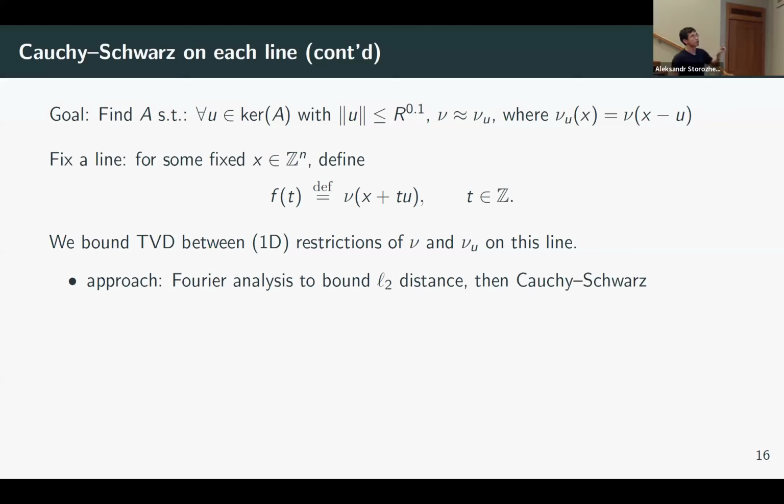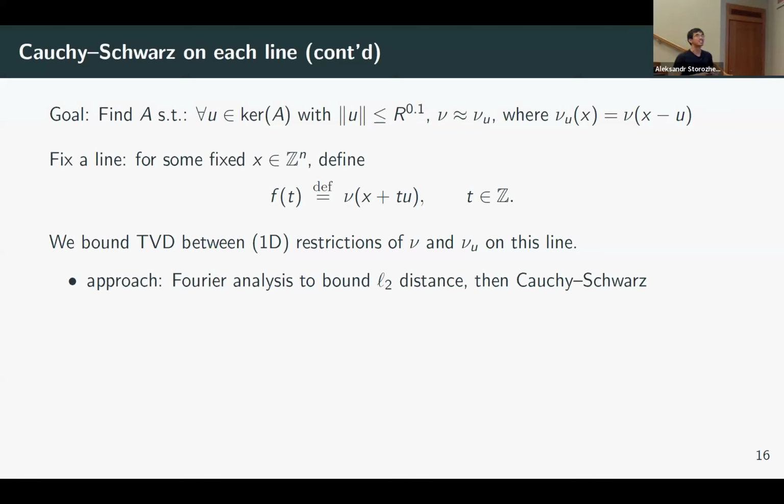More formally, we define this function to be the restriction of my distribution on this line. We start from some arbitrary point and then go in the direction of u, and then we bound the TVD, the 1D restriction of both distributions on this line.